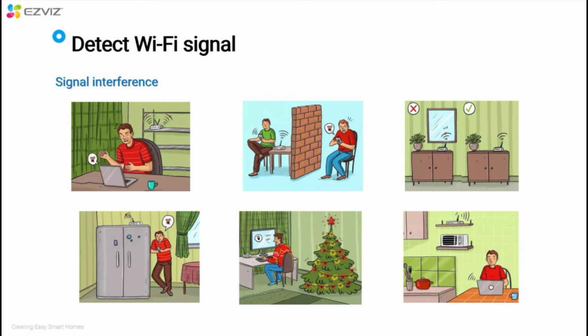So you can see there's an electronic light, the Christmas tree, which can also influence the Wi-Fi signal. And the final picture, you can see there is the microwave under the router, which is an obstacle that influences the Wi-Fi signal.